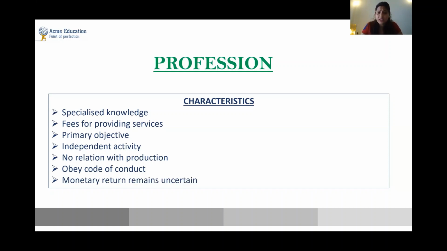And lastly, the monetary return remains uncertain. That is, you don't know how much profit or how much amount you are going to earn, because you are in a profession. The doctor doesn't know at the end of the day how much he or she is going to earn. A lawyer doesn't know at the end of the year how much he or she is going to earn. It depends on the number of clients coming to the person.